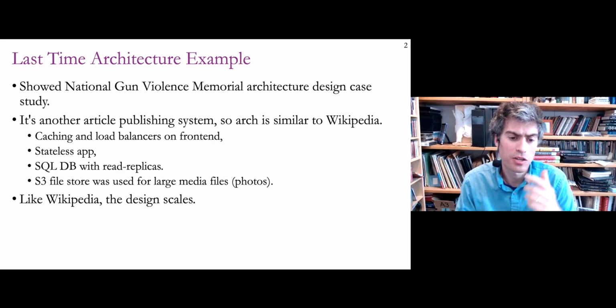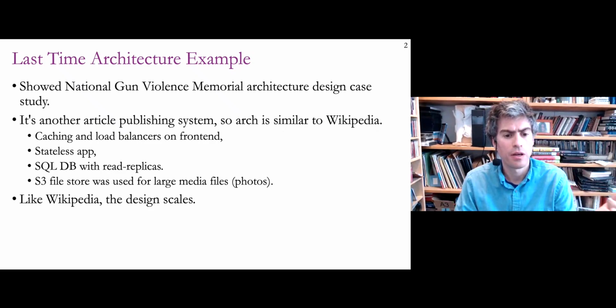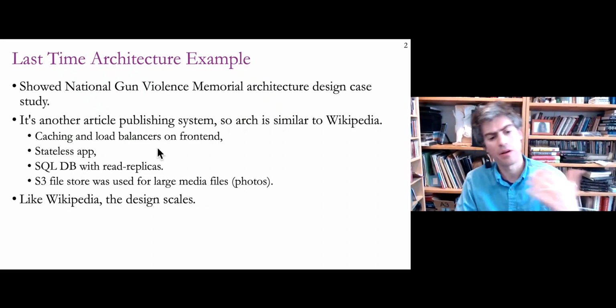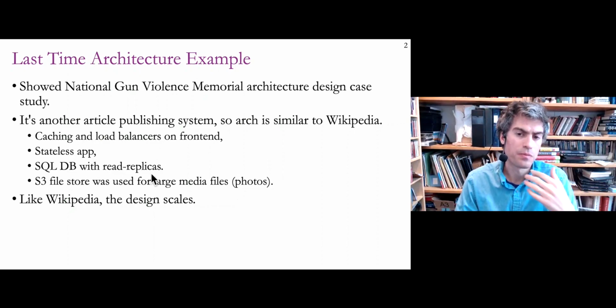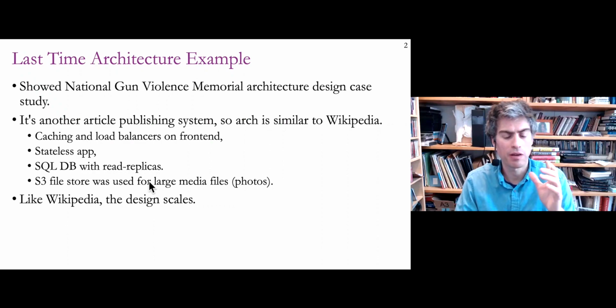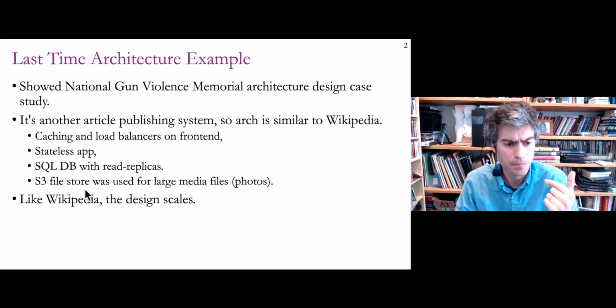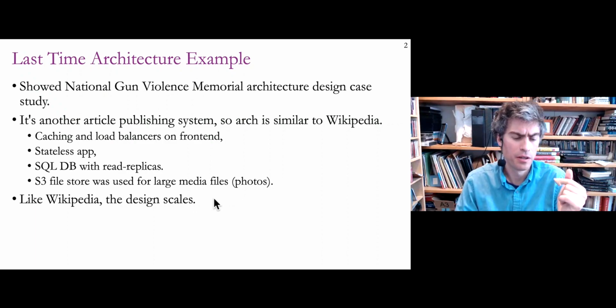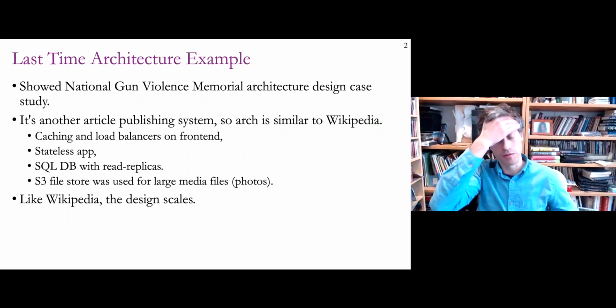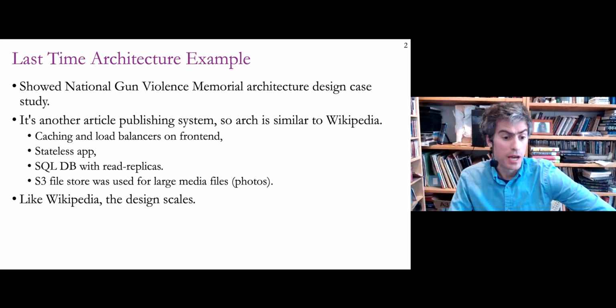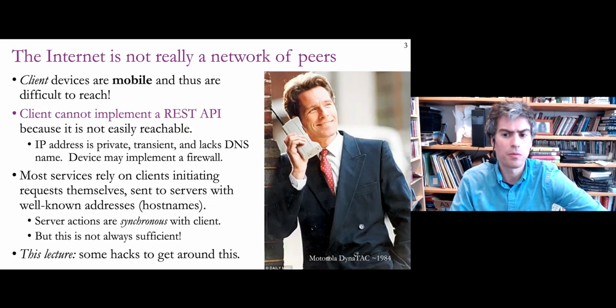We have caching on the front end and load balancers and a stateless application to generate pages. And then on the back end, we have a SQL database with read replication for when we want scale. We also have some media files, in particular photos, and those are stored on the S3 file store and made available publicly. So very similar to Wikipedia, but I just had more numbers, because I operate the site compared to Wikipedia. So I hope that was useful.